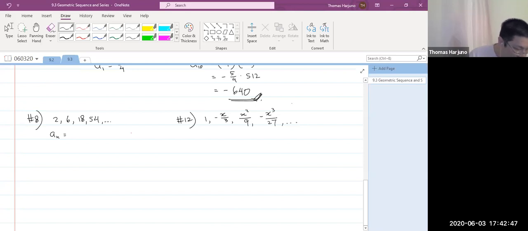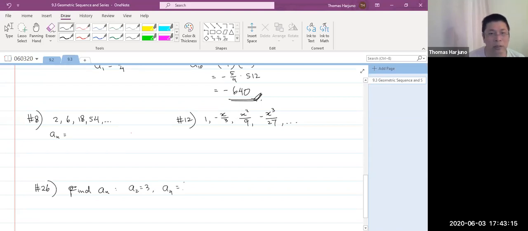And then number 26. So find a sub n, the general term, if the second term is 3 and the fourth term is 6.